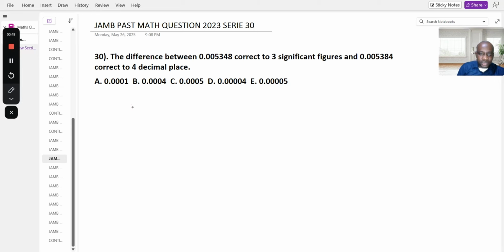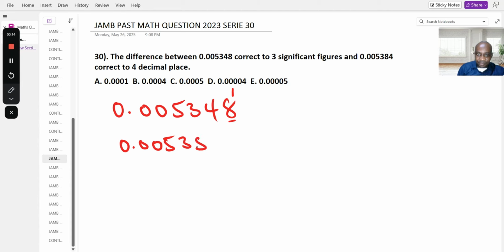Now the first one says correct to 3 significant figures: 0.00534. If it is 3 significant figures, you will count from where you see the figure 5, 3, 4. Therefore, you will stop at 4. The next number that follows, which is 8, is 5 and above. It's more than 5. You are going to turn it to 1 and add it to the 4, making 5. It's going to give us 0.00535.